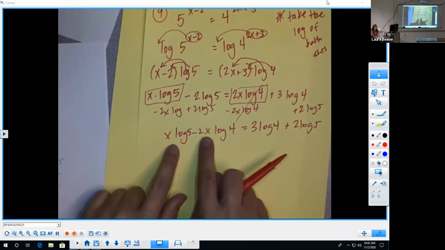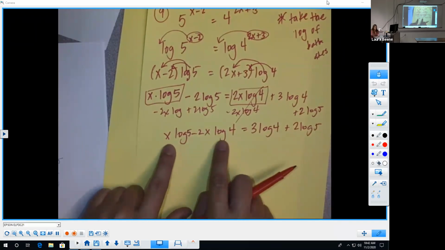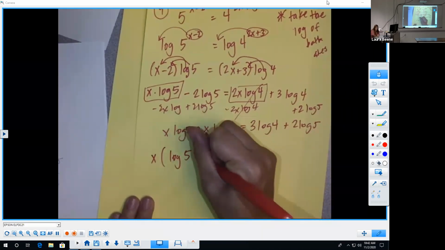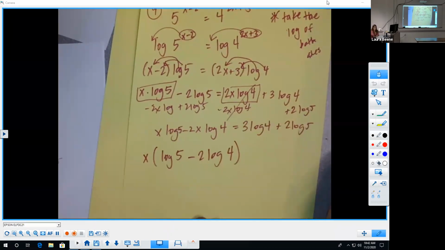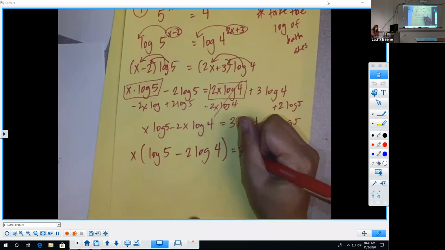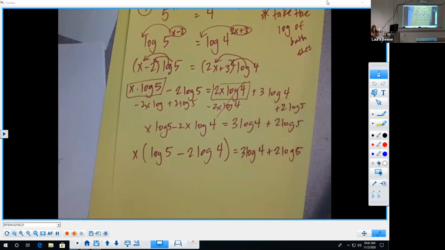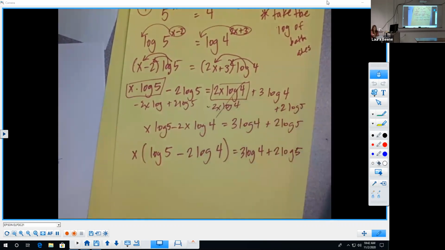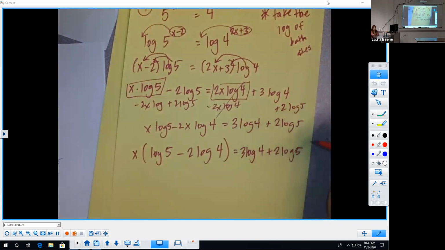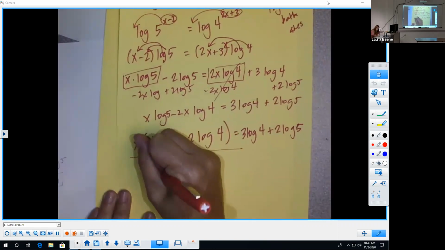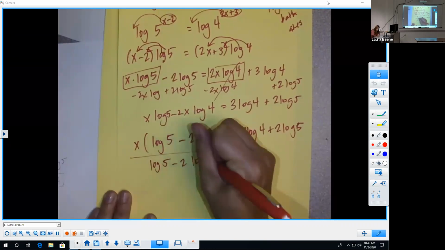I think it's a little bit easier if you pull the x out here. Like it has a greatest common factor of x, right? If you pull the x out, you're left with log 5 minus 2 log 4 equals 3 log 4 plus 2 log 5. And then how do you solve for x here? It's x times a number equals a number. Divide by that number, even if it is that nasty, long, awful thing. So I'm going to divide both sides by log 5 minus 2 log 4.